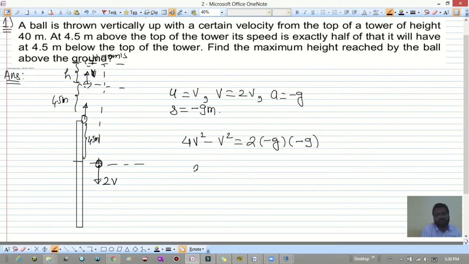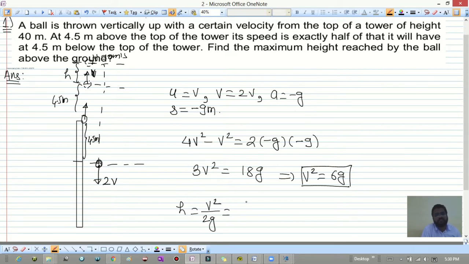So if you just calculate, you will get 3v squared is equal to 18g. So what is v squared? V squared we have is 6g. So this is v squared we have. Now we want what is the height above this point, right? So h is equal to v squared divided by 2g, you can write. So what is v squared over here? V squared is 6g divided by 2g. So g and g get cancelled, we have 3 meter. So this height is 3 meter.